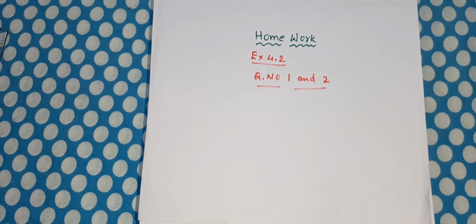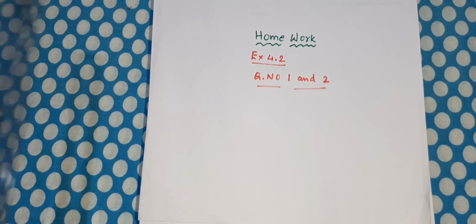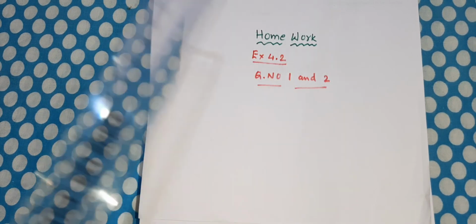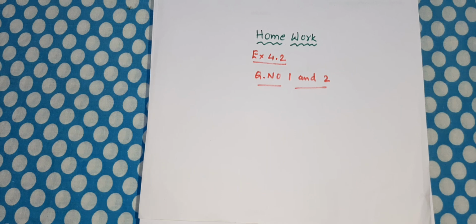Right. I hope you understood how to construct a quadrilateral when two diagonals and three sides are given. Right, children? And this is today's homework: exercise 4.2, question number 1 and question number 2. Right, children? Thank you. Have a great day.